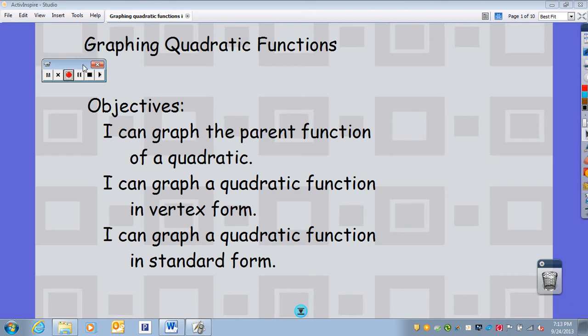In this lesson, we will be graphing quadratic functions. We will be graphing first the parent function of the quadratic, and then we will be graphing the quadratic in vertex form and in standard form.